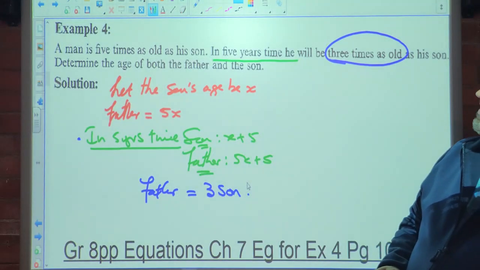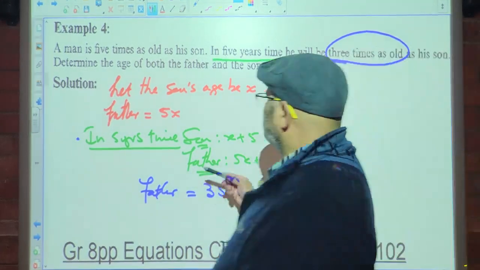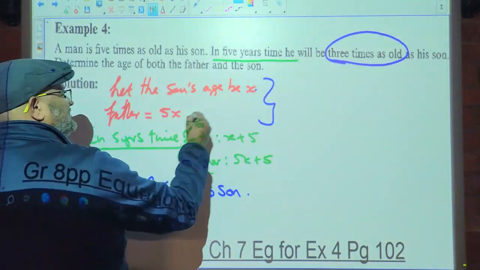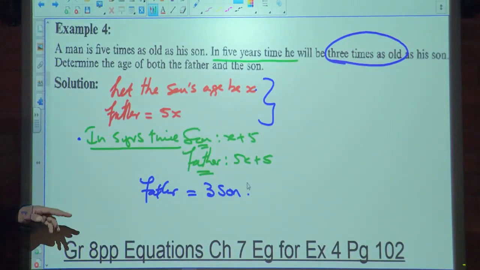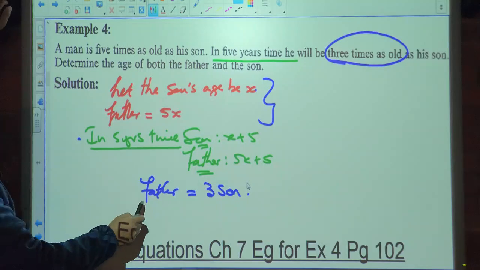Determine the age of both father and son. So in other words, we must calculate what x is and 5 times x is. Okay, so how old is the father in 5 years' time?